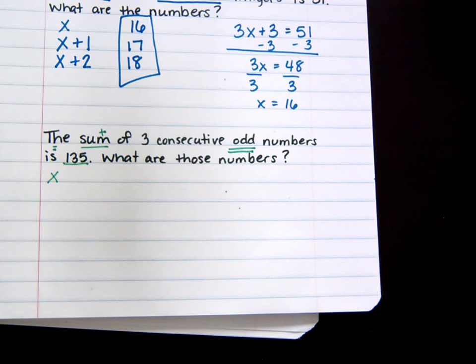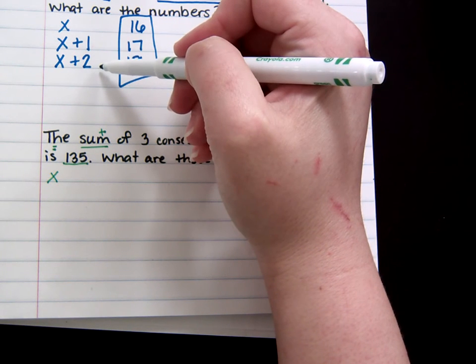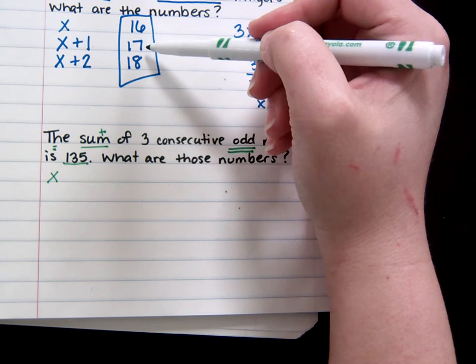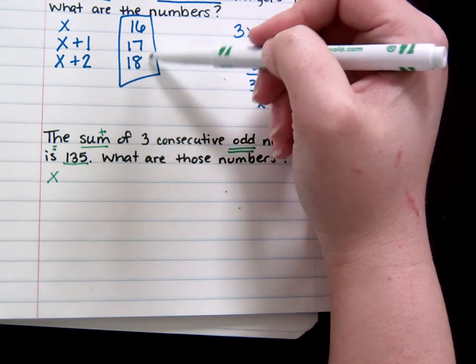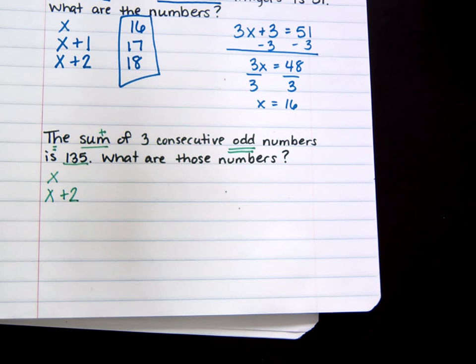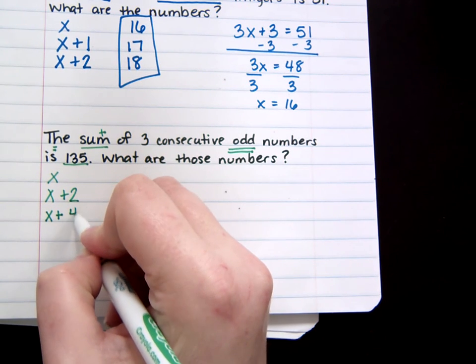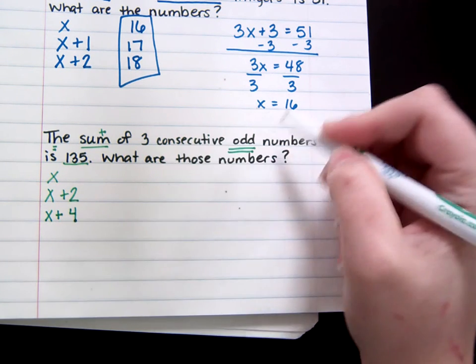What you have to be careful of is x plus 1 is not going to be our next value. Up here, it didn't matter whether it was even or odd, it was just consecutive. So let's say my first number is 17 like I had here. The next odd number would be 19, which is 2 more. So it has to be x for the first one and then x plus 2 for the second integer. And then the third consecutive odd number would be x plus 4. This is also true if they were consecutive even integers.